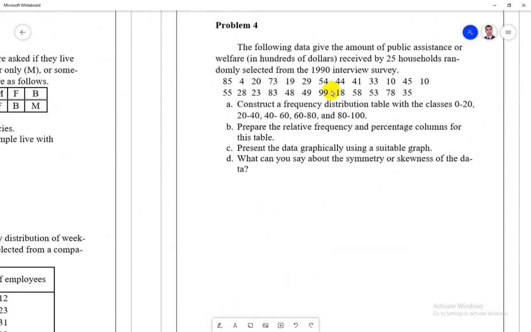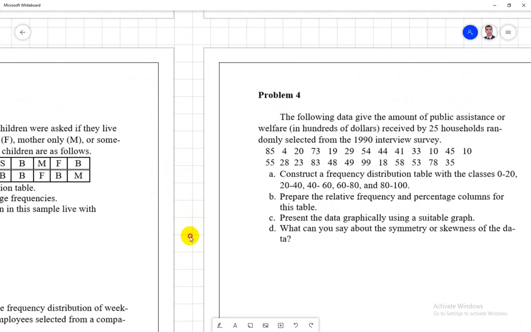In the last problem, problem 4, I'm giving you quantitative data with classes, and you have to construct the frequency distribution and then find the relative frequency and so on based on that. So please try to solve these 4 problems to have a full understanding of how to describe your data in frequency tables and graphs.